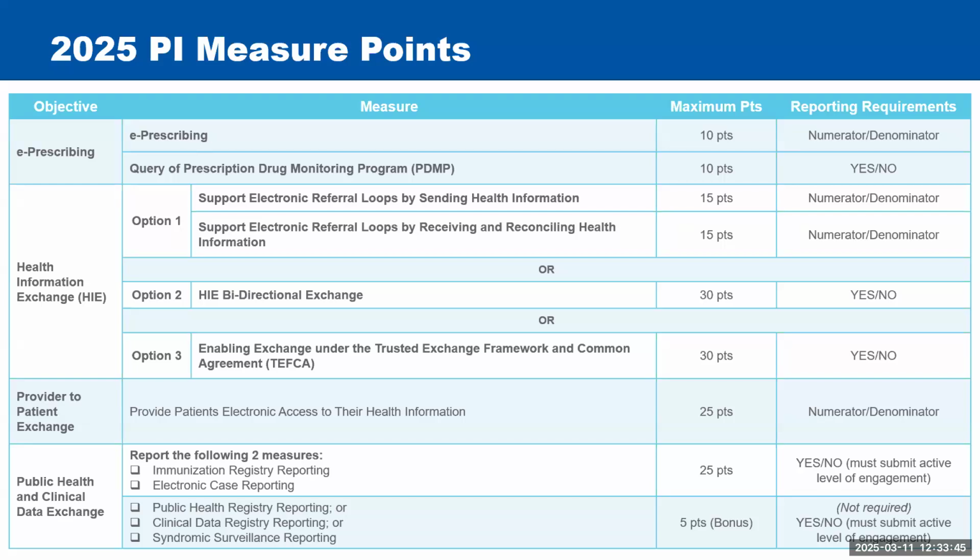Lastly, we have a chance for some bonus points in the promoting interoperability category. This is about the only thing that you can attest no to in the category. To get an extra 5 points, you will need to attest to reporting 1 of 3: the public health reporting, clinical data reporting, or syndromic surveillance reporting. I want to note that you only get 5 points for doing any of the 3. It's not 5 points per each, unfortunately.